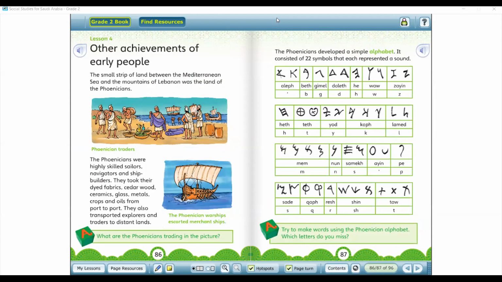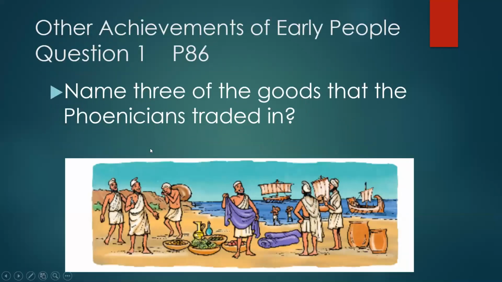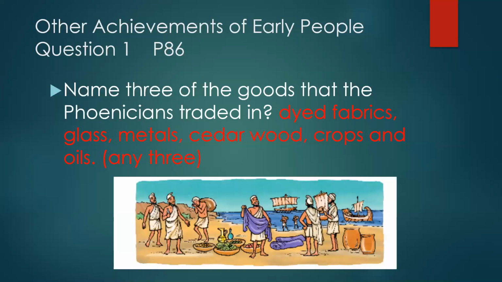Going to our questions. Question number 1. Name 3 of the goods that the Phoenicians traded in. So there, if we go to our answer keys, we will find the answers here. And those 3 were dyed fabrics, glass, metals, cedar wood, crops, and oils. Any 3 of these would be an acceptable answer.